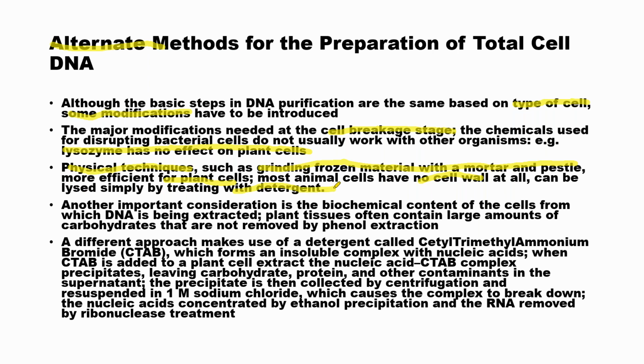So in case of bacterial cells, for the physical method, we were using ultrasonication. For the chemical method, we were using EDTA plus lysozyme plus SDS. In plant cells, for the physical method, we were using mortar and pestle. All of you know what a mortar and pestle is. Grinding frozen material with a mortar and pestle. Whereas in animal cells, we are using only the detergent.